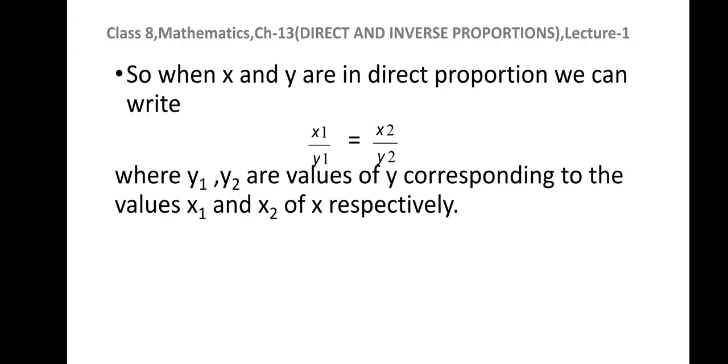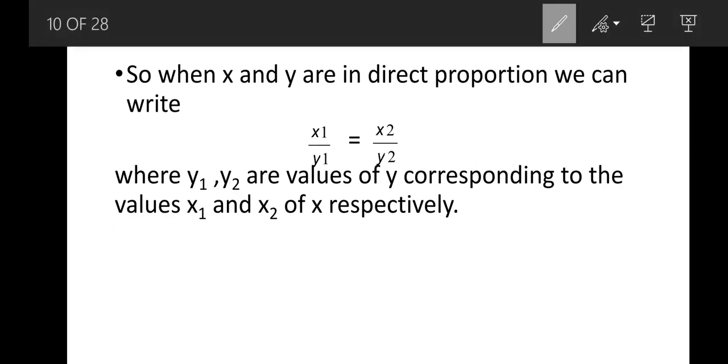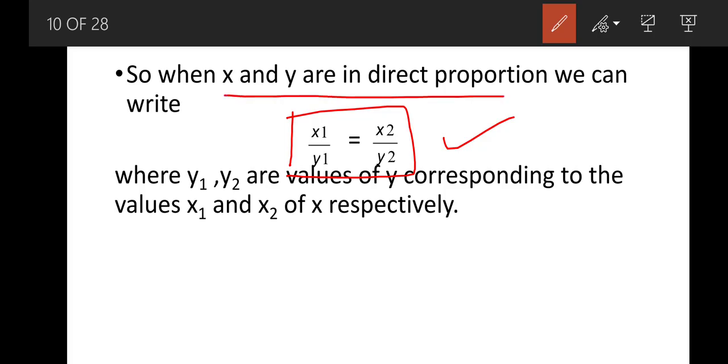So when x and y are in direct proportion, we can write x1 over y1 is equal to x2 over y2. This is the main concept or the formula which we are supposed to use in the question when x and y are in direct proportion, where y1, y2 are the values of y corresponding to the values of x1, x2 of the variable x respectively. So when two variables x and y are in direct proportion, we can write x1 over y1 is equal to x2 over y2.